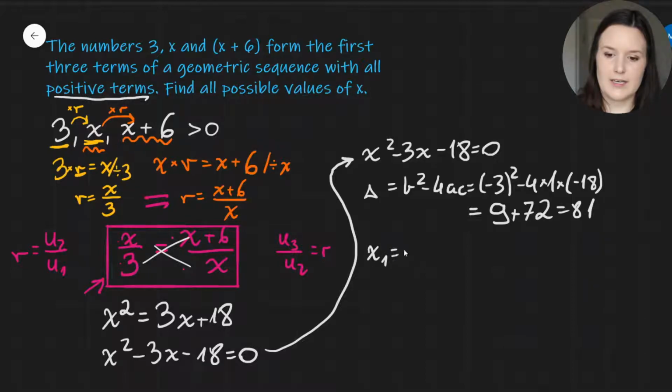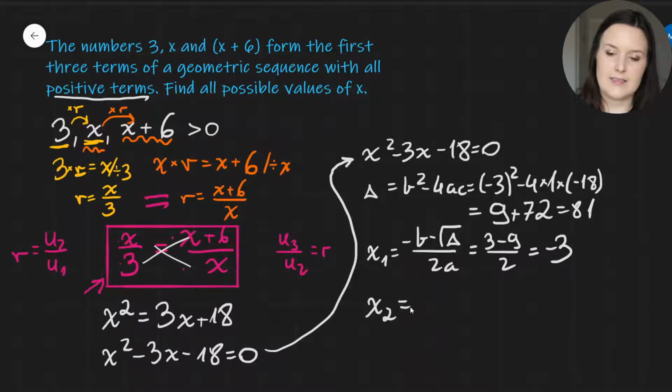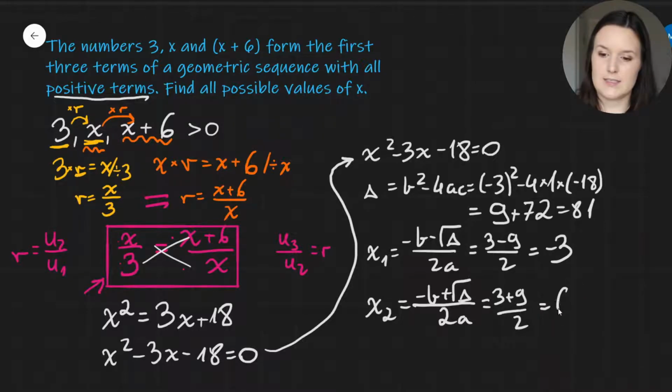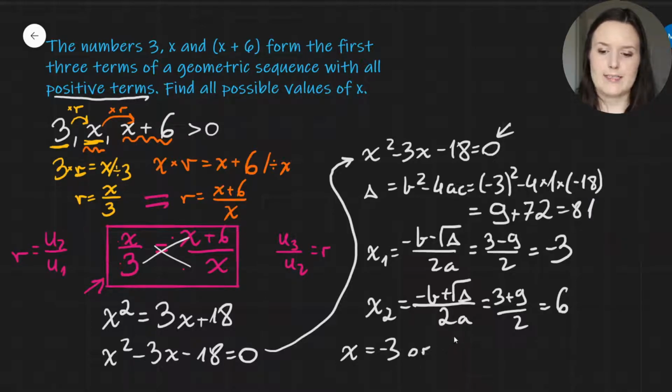So the first solution I get from the quadratic formula is 3 minus 9 over 2, which is minus 3. And the second is 3 plus 9 over 2, which is 6. Minus 3 and 6, that matches the formula. Okay, so I got my x's. I got two options because I solved a quadratic equation. I got that x is minus 3 or that x is 6.